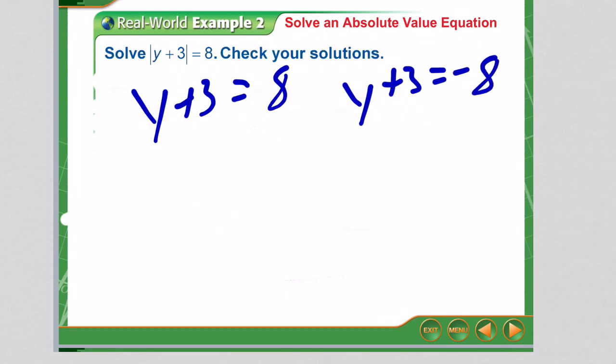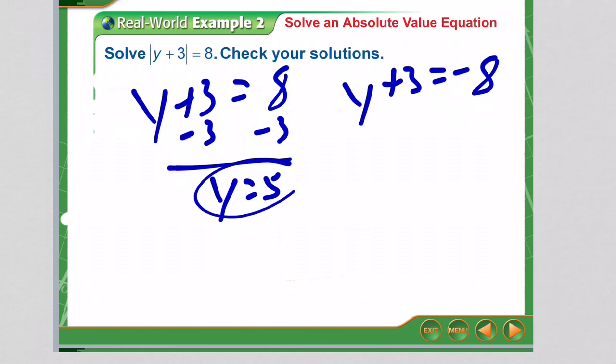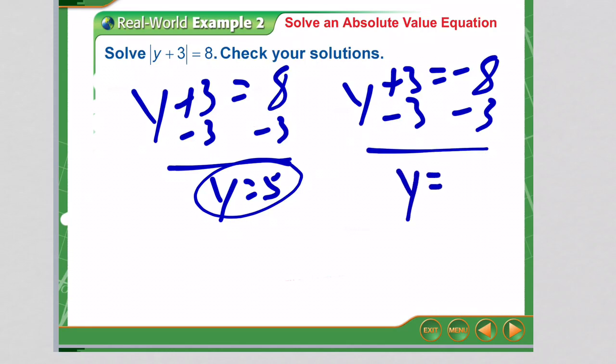Now from there we just solve like normal, so we have to subtract the 3. So y equals 5. And then subtract the 3 over here. And notice now that it's negative 8 minus 3, it is a different answer. So in this case it would now be negative 11. So every single one of these, once your absolute value is by itself, you have to have 2 answers. One where it's the positive answer, one where it's the negative answer.